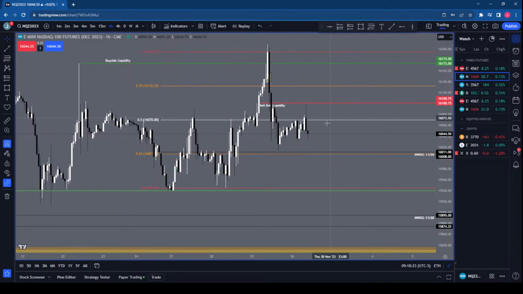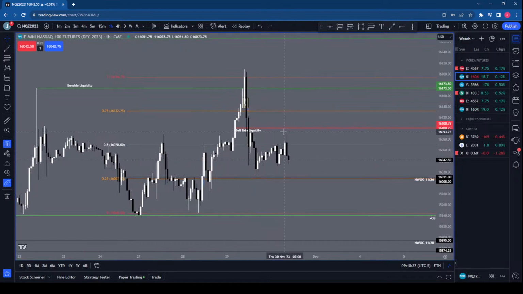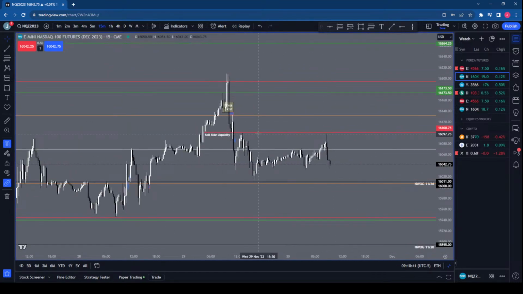on the indices. So we came up here. I think that was just a sweep of this liquidity, and we broke lower. We took out this low. We came up, retraced, and I'm hoping, I'm not hoping, but it didn't do it on NASDAQ.